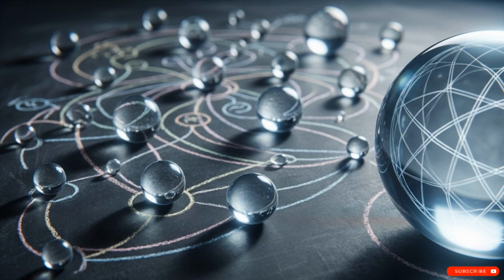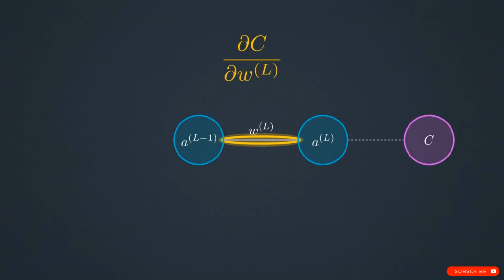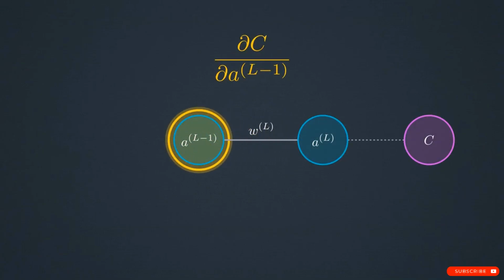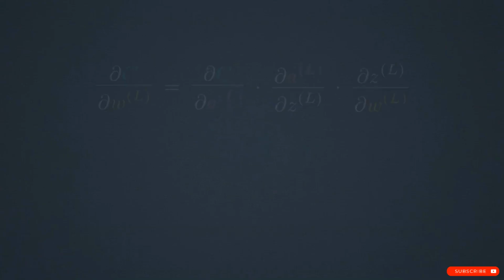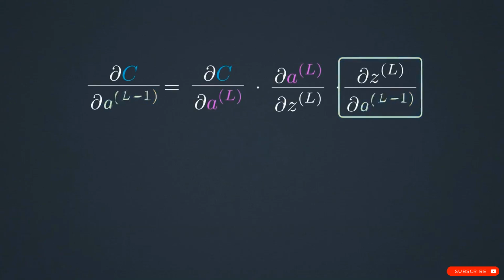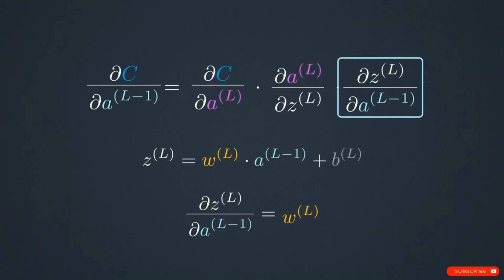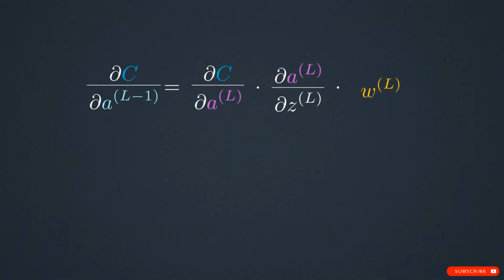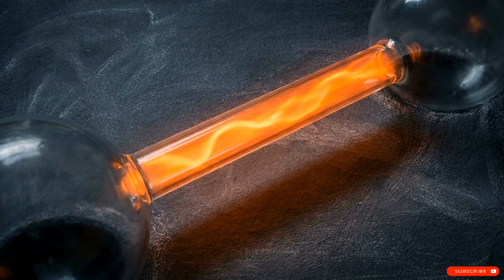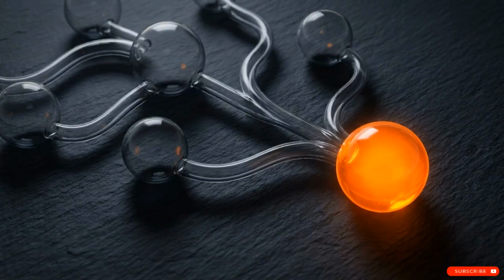To move deeper into the network, we shift our focus from the weight to the activation of the previous layer. We need to know how sensitive the cost function is to this previous activation so we can continue the chain. We calculate this by swapping our final local derivative for the derivative of z with respect to the previous activation. That sensitivity evaluates to the value of the connecting weight itself.